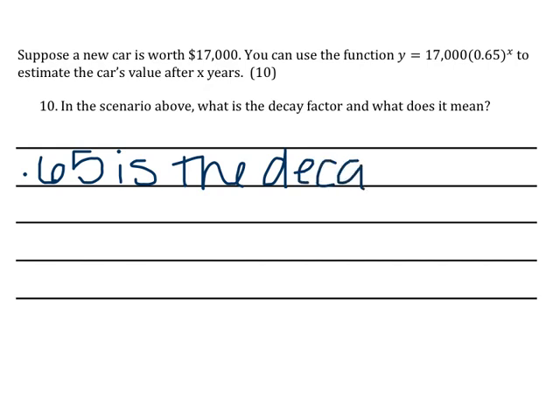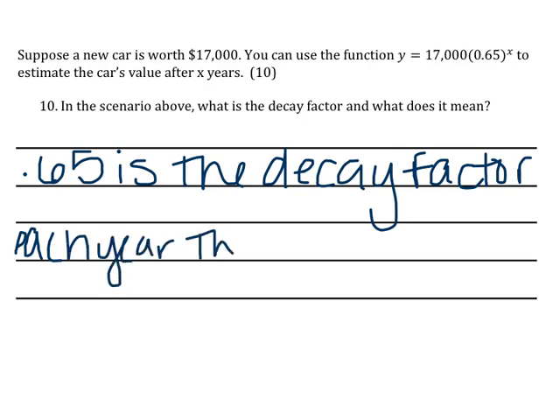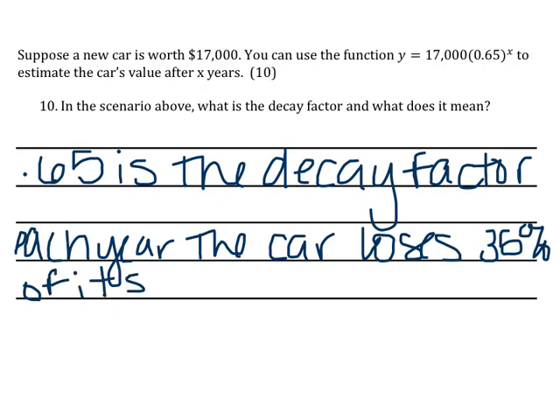And what that means, and you can word this however you want, is that the car only has 65% of its value after each year. So I like wording it as each year the car loses 35% of its value, because 100 minus 65 is 35. So you can say it's only worth 65% of its value each year, or it loses 35% each year. Up to you, however you want to word that, as long as you understand that whole concept.